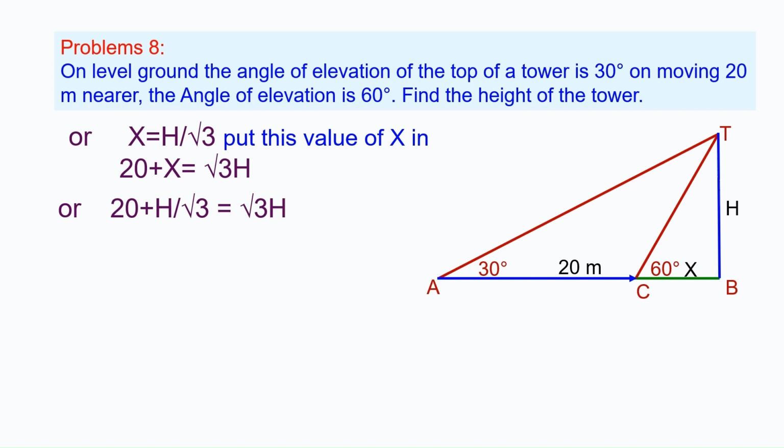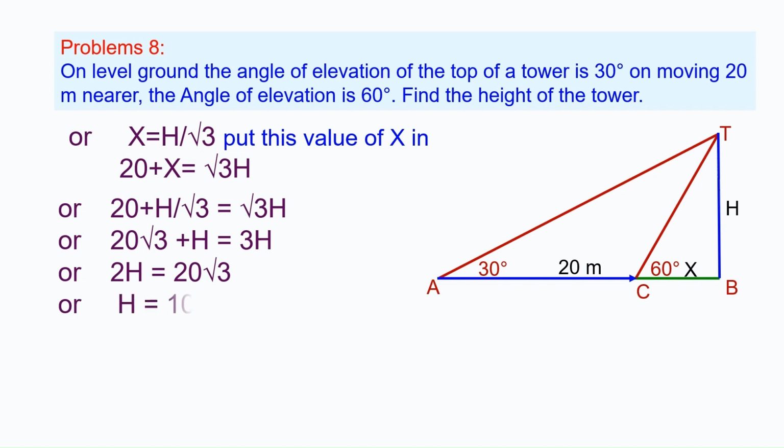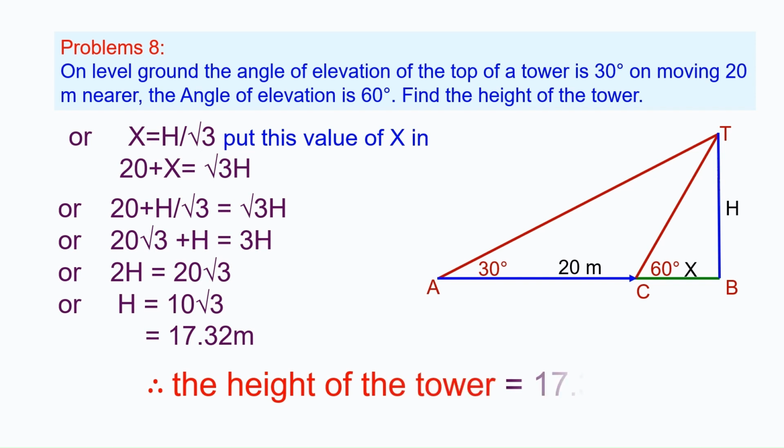Solving it further by replacing X equals H divided by under root 3 in 20 plus X equals under root 3 times H, and simplifying it, we get H equals 17.32. Therefore, the height of the tower equals 17.32 meters.